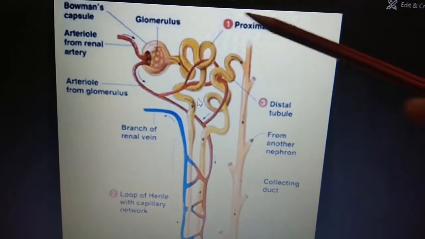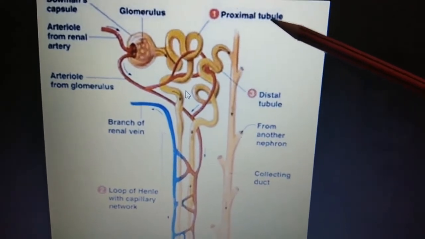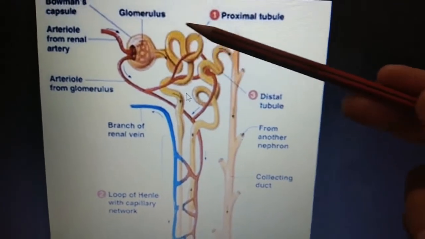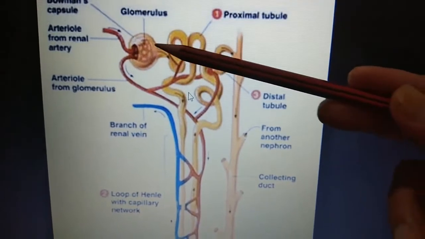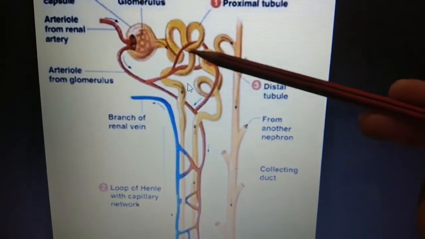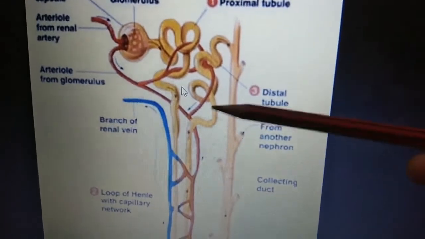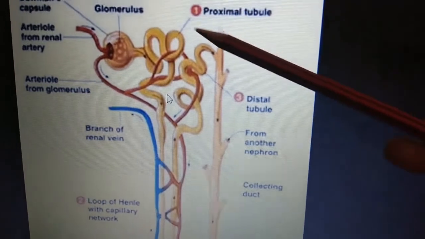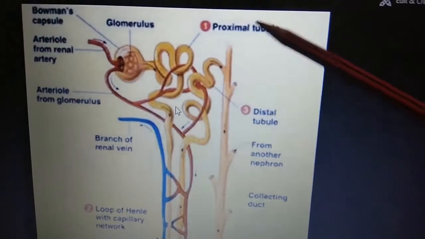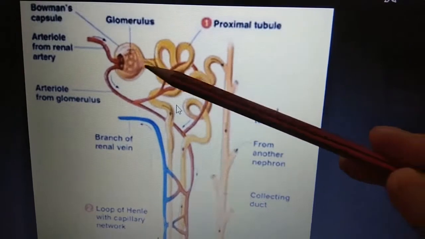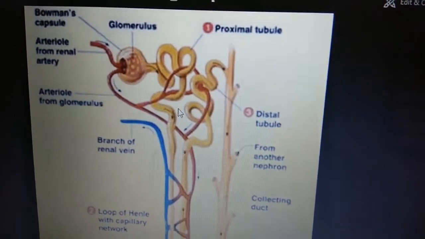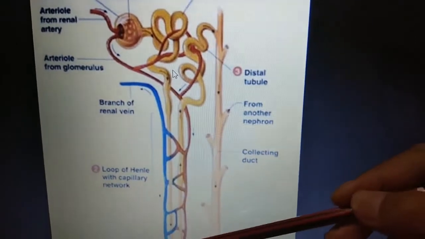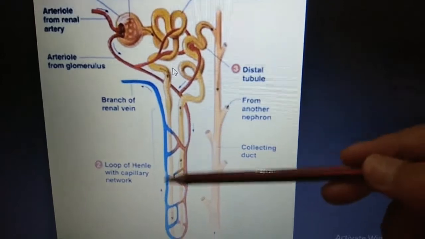First, the proximal tubule or PCT, that is the proximal convoluted tubule. It is a tightly coiled portion of the tubule after the Bowman capsule, where reabsorption of ions, water and nutrients takes place and toxins are removed, and it helps in adjustment of the pH of the urine and blood. From the proximal tubule, the filtrate goes into the loop of Henle, which is a loop-like structure.